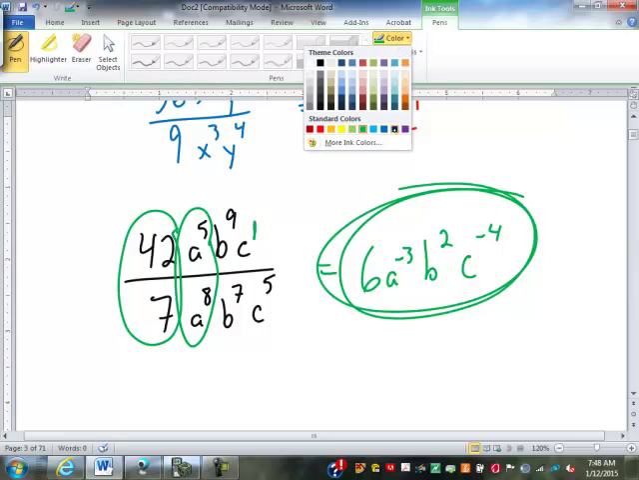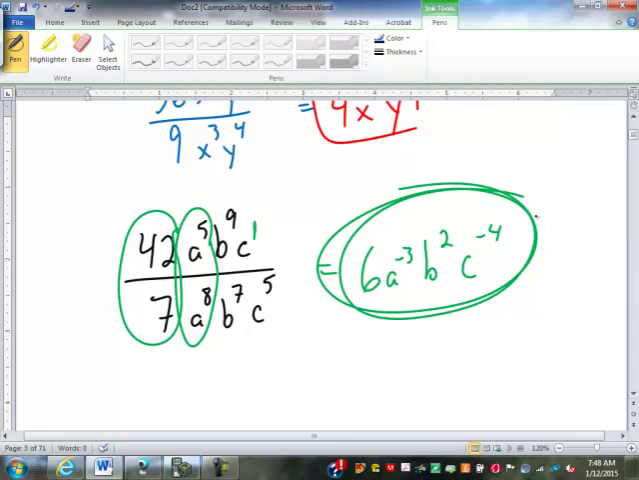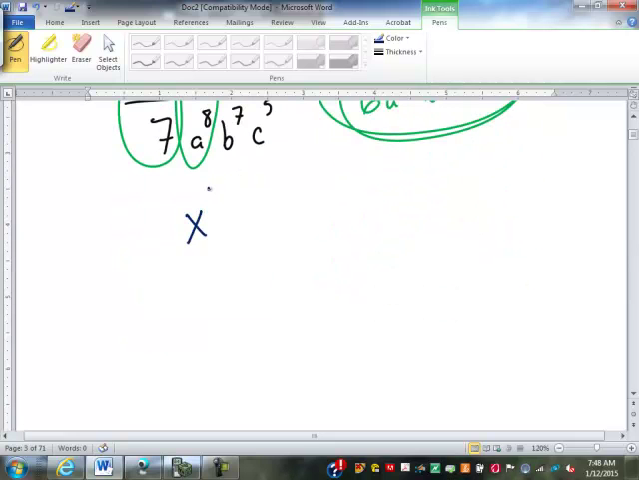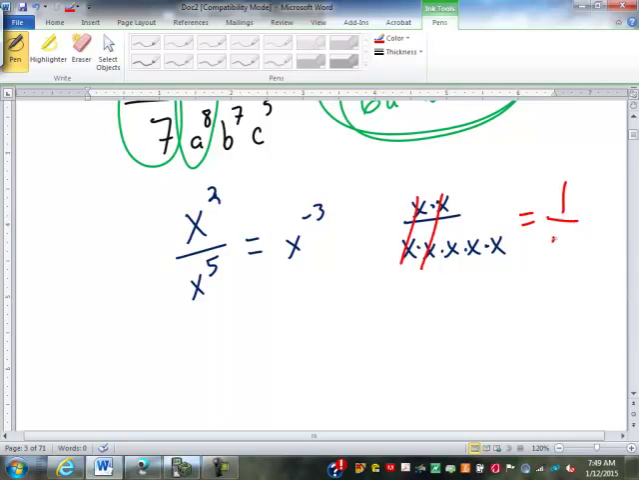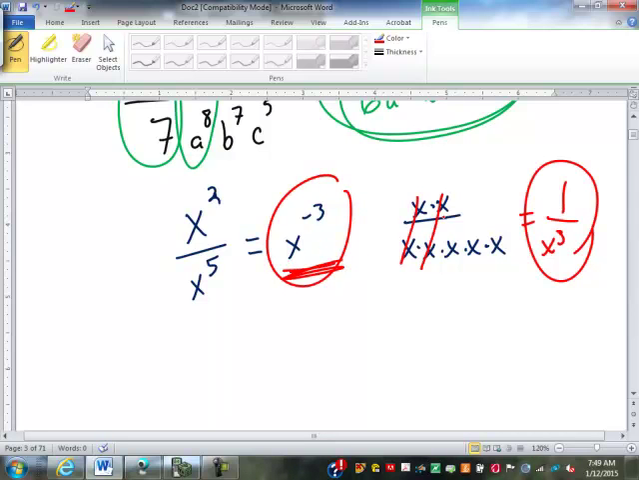Now, what does that mean to have a negative power? A couple ways to look at that. If I had x squared over x to the 5th, if I were to divide that out and subtract 2 minus 5, I would get x to the negative 3, wouldn't I? But if we look at it using our brute force method of writing it out and canceling, we would cancel out x and x, and we get 1 over x to the 3rd. Remember from last semester that negative power, x to the negative 3rd, is a reciprocal. That means 1 over x to the positive 3rd.